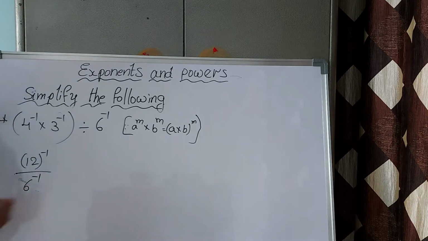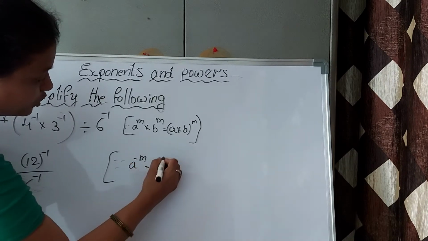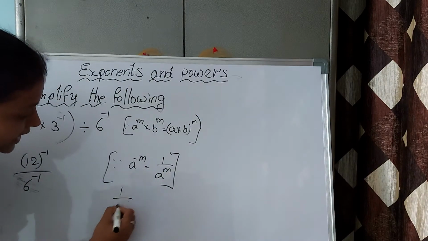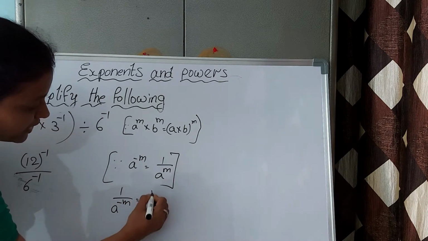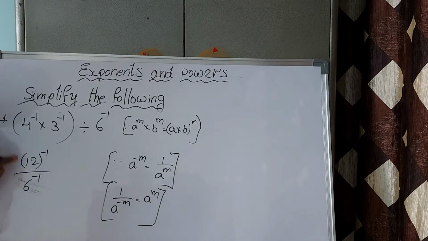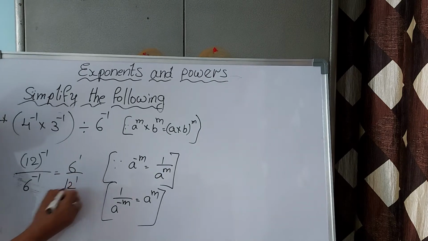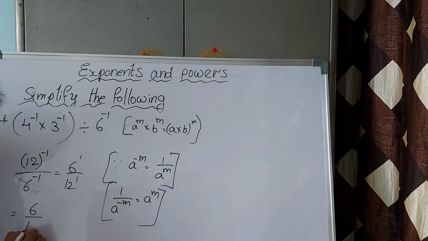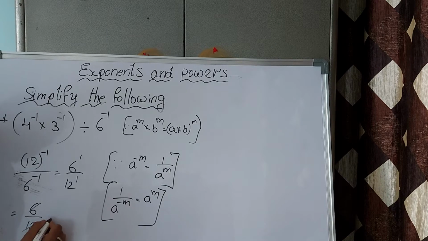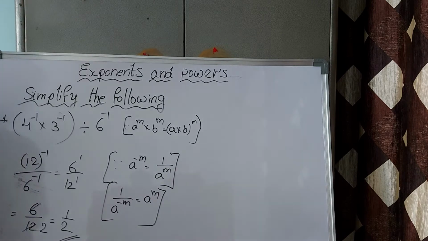See, this one is in which formula? A power minus m is equal to 1 by a power m. Reverse also we can write: 1 by a power minus m is equal to a power m. By using this, we can change this one. We can take the reciprocal: 6 power 1 by 12 power 1, so 6 by 12. 6 ones are 6, 6 twos are 12, so 1 by 2 is the answer. Understood?